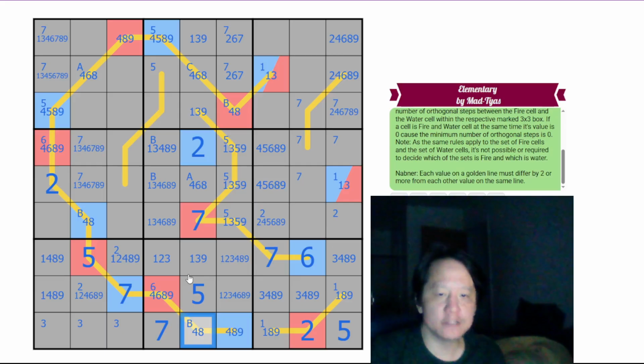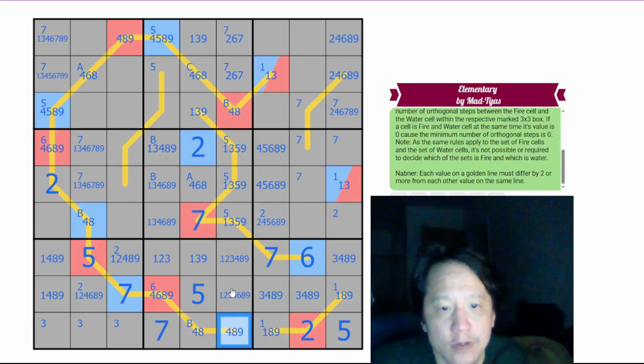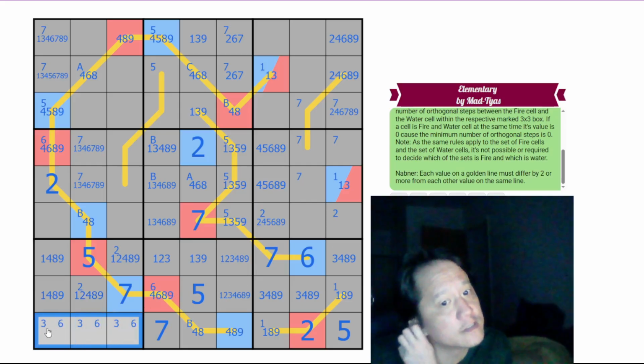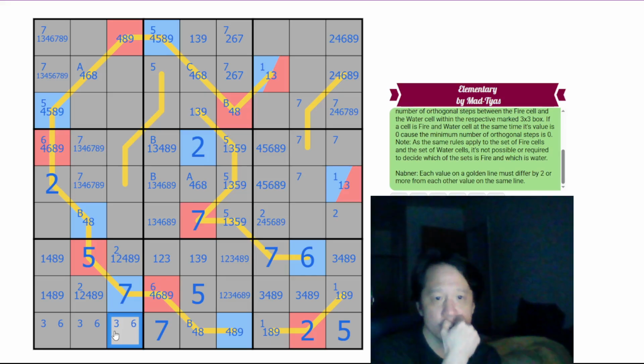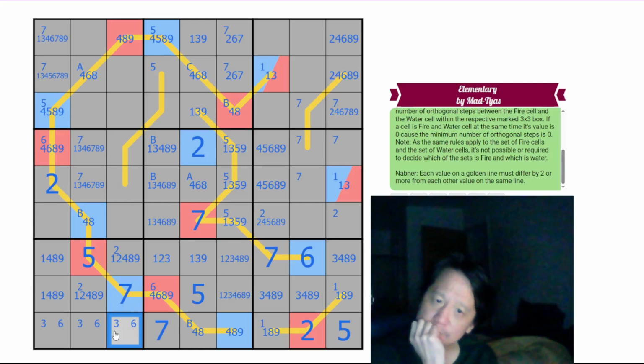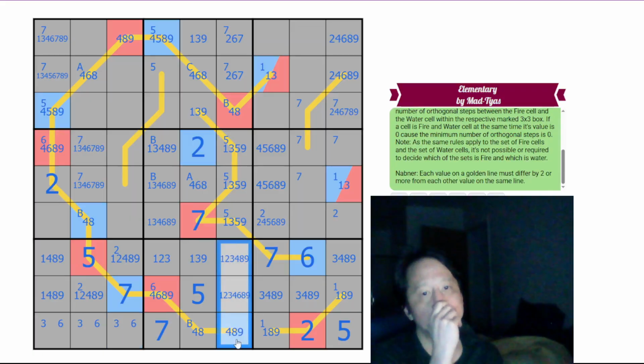Where is 6 in row 9 now? Can't be here. So it has to be one of these three, which eliminates 6 in the rest of the box. That's not that helpful, though. Man, this is complicated. C has to be one of these three, but that's not that helpful.